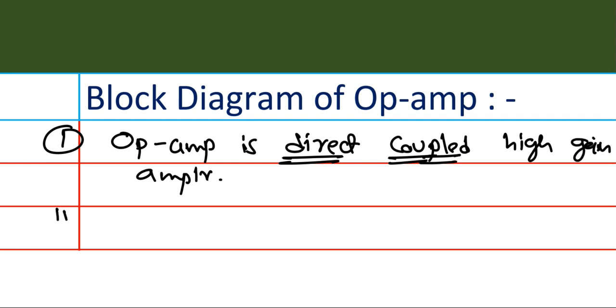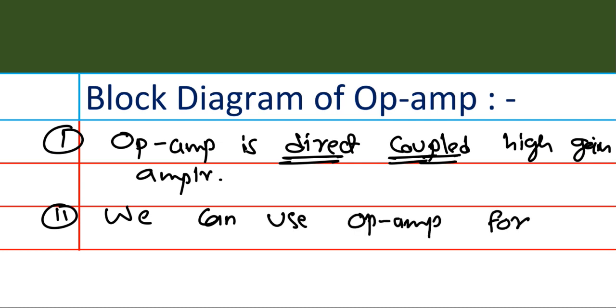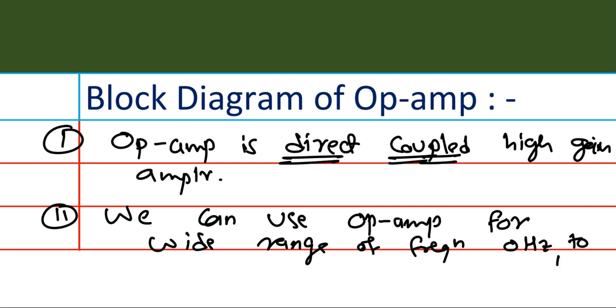Then second point, we can use op-amp for a wide range of frequency. That means your input signal can have frequency from 0 Hz to 1 megahertz. Up to this frequency range we can use the op-amp.